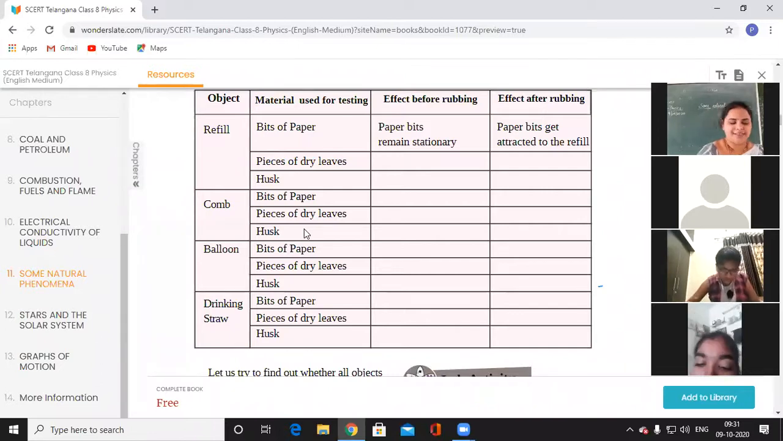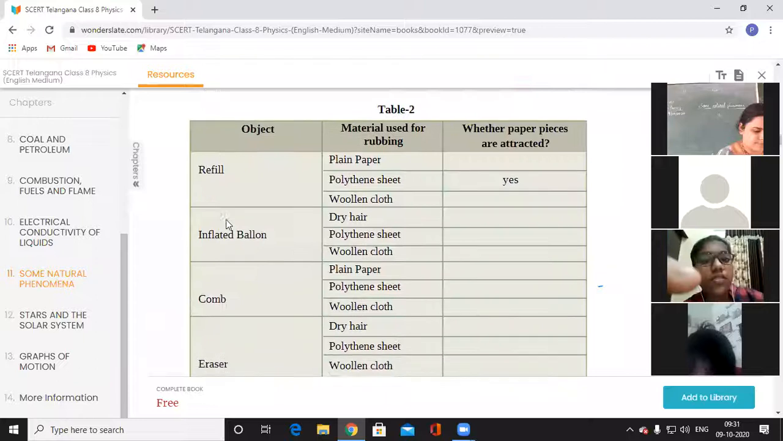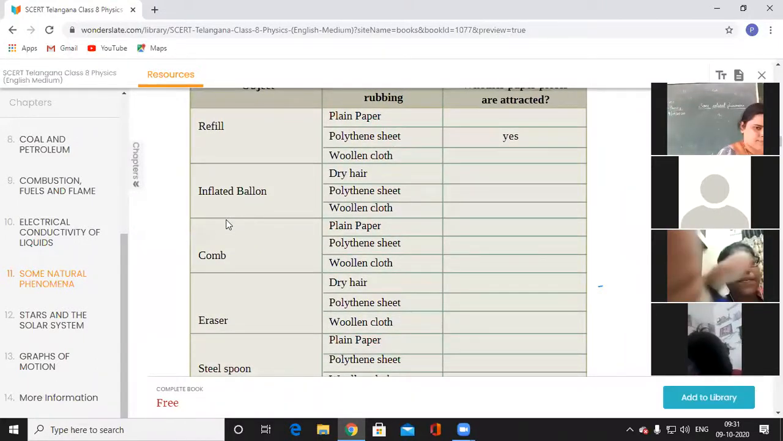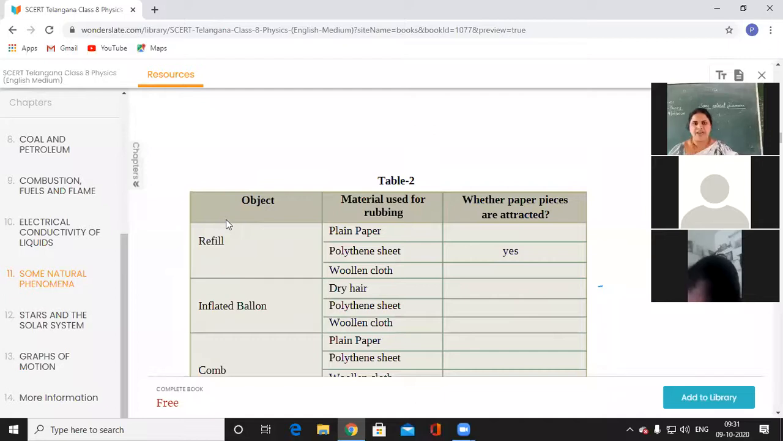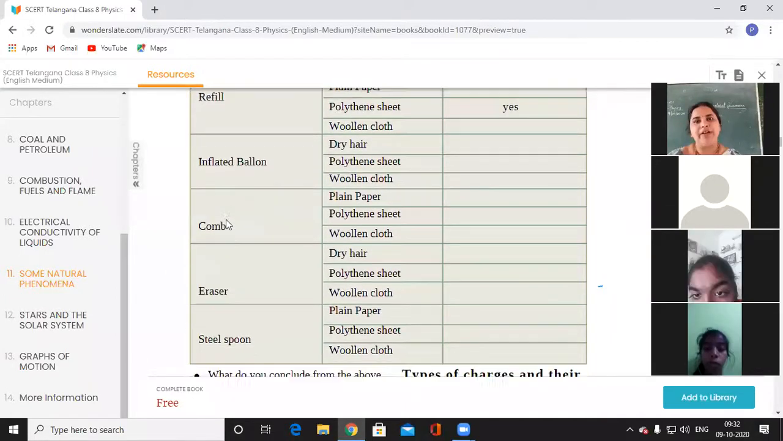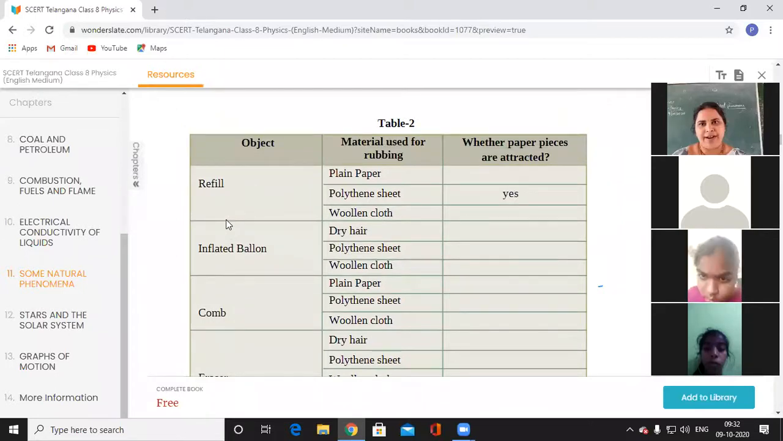Now, let us see the next table. Yes. What is the table about? To find the effects of the charged bodies which have been rubbed by different materials. We have taken different materials like refill, inflated balloon, comb, eraser, steel spoon, etc. Right? Now, after rubbing the refill with plain paper, will the pieces of paper get attracted to it? No. After rubbing the refill with plain paper, the refill does not get charged. The pieces of paper will not get attracted.